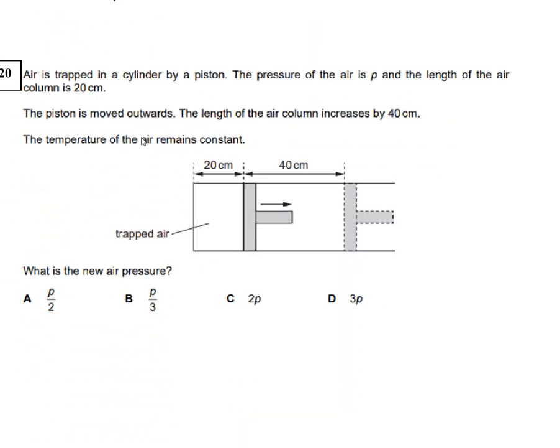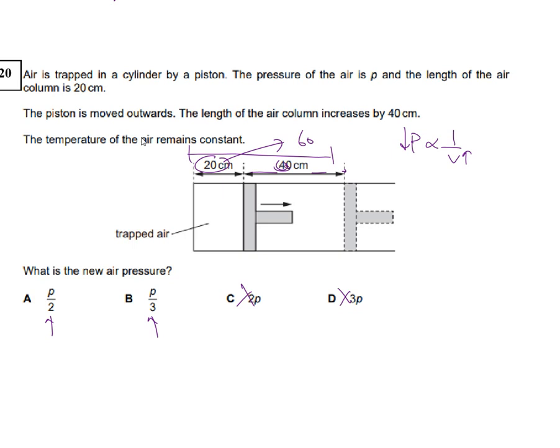Alright, so this is a good question. Now, we know that pressure is inversely proportional to V. So if the volume increases, therefore the pressure goes down. So we know the pressure goes down. So it can't be this one, it can't be this one. So you're left with these two options. Now what happened is the volume was at 20, and then we've increased it by 40. So therefore the new volume is now 60. Now, by how much has it gone up?